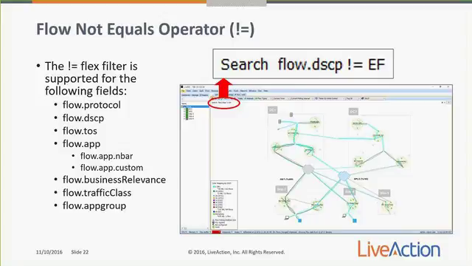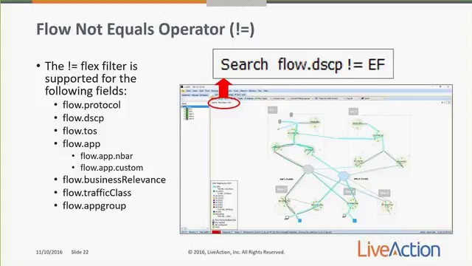With version 6.0, we now give you the option to do a not equals operator in the search bar within the topology view and in reports. These are some of the fields that are supported for the not equals flex filter. And we're going to be adding a lot more of this capability into LiveNX releases to come in the future.